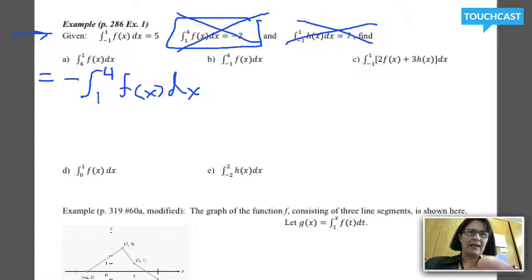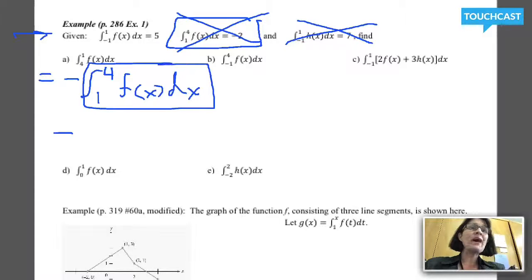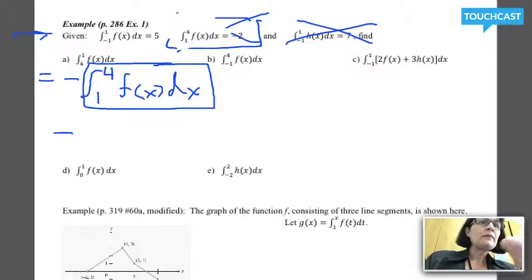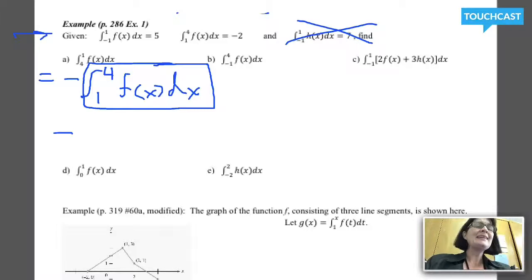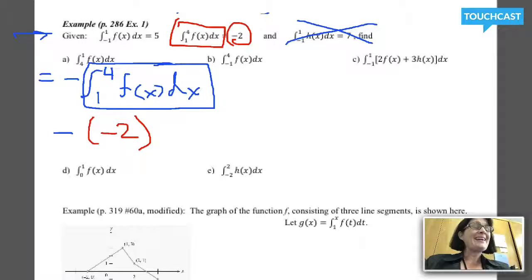And check this out, I have this negative, but this integral, I know its value. Its value is -2. So I'm going to make a substitution. Everywhere I see this integral, I'm going to replace it with this value. So my answer to letter A is the opposite of -2, which is +2.